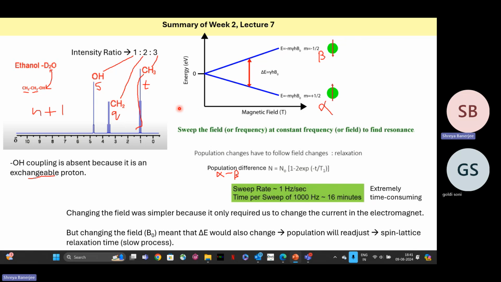So a lot of time is needed, not because the spectrometer itself takes a lot of time to sweep through the entire frequency range, but also because at each value of B0 that we are setting, the delta E is different. And if the delta E is different, the population difference between alpha and beta is different. So every time we change B0, alpha and beta will try to go back to their equilibrium population difference. The time it takes to go back to the equilibrium population is called spin lattice relaxation time, and it's a very slow process.